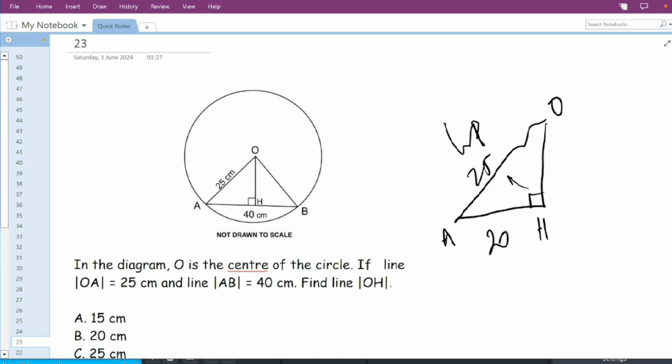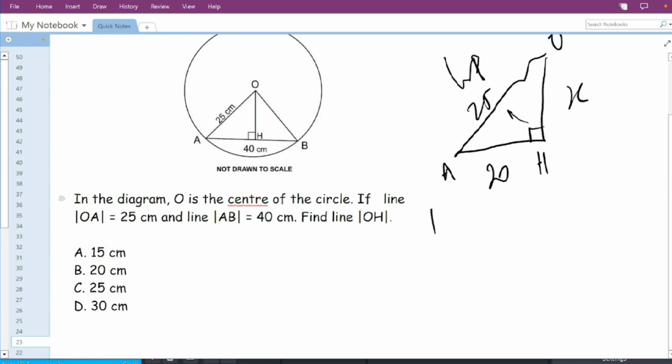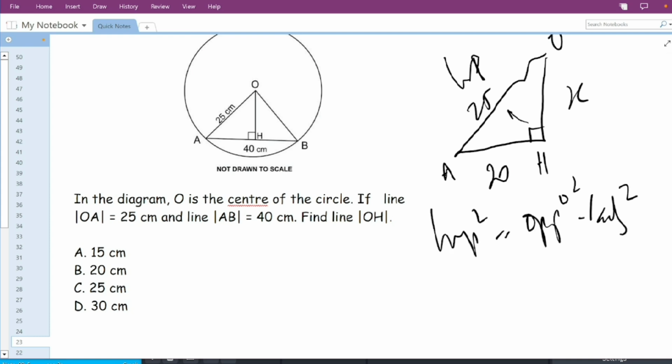We have here to be 20 because the line from the center of the circle hits the chord at the middle, thereby making it 90 degrees. So we have this as 25, this as 20, and we're looking for this. So we're still using Pythagoras theorem, and the theorem we're using doesn't have to do with angles, so we use hypotenuse squared equals opposite squared plus adjacent squared.